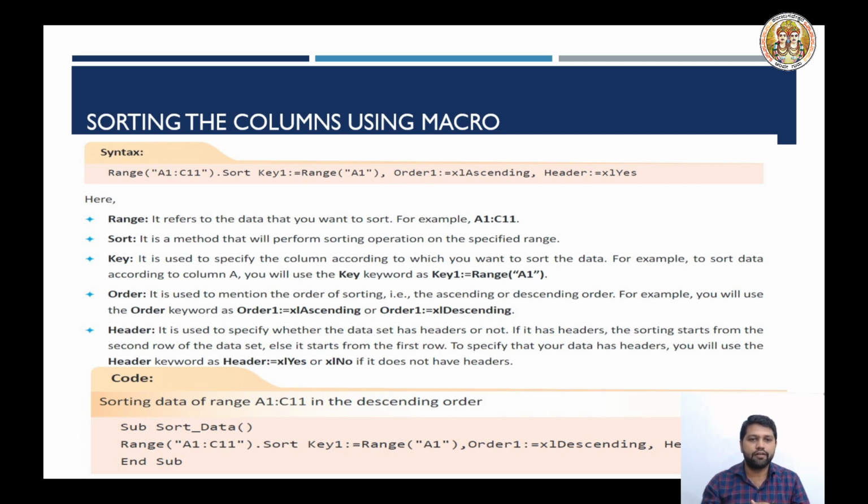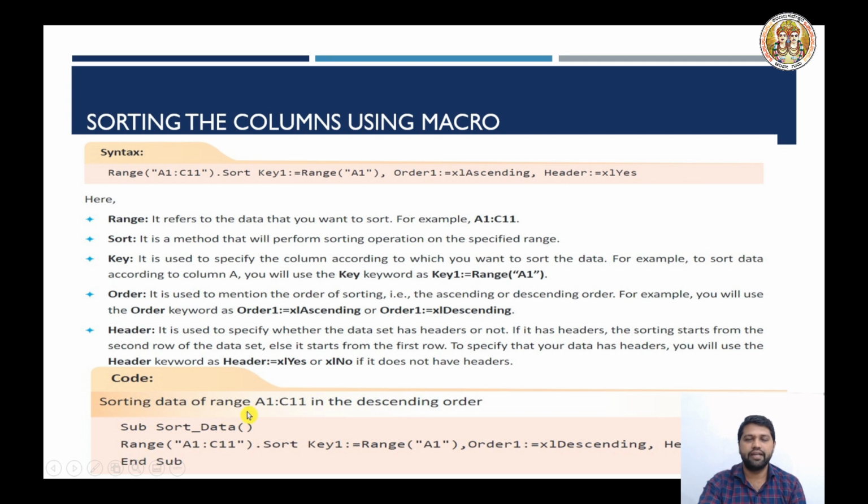And next is Order. It should be sorted in ascending order or descending order. For that we need to use the keyword Order1, right? And next is Header. It is used to specify whether the data set has a header or not. Usually in a table the first line will be the header. It should not be sorted with the other values. So that's why we need to mention whether the table contains a header or not. If a header is available in your table, then we need to set it equal to xlYes, or else it will be xlNo.